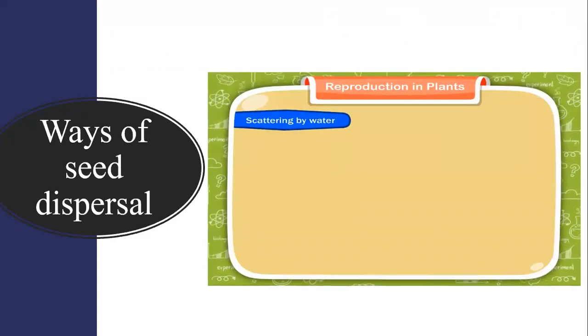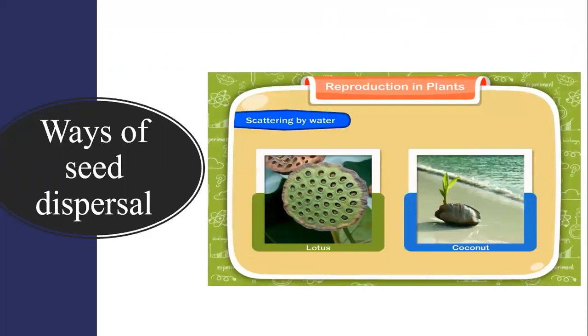Scattering by water. Some plants like lotus and coconut grow in or near water. The fruits and seeds of these plants are easily dispersed by flowing water. The coconut has a thick covering of fiber and the lotus plant has a spongy part that helps them to float. So the seeds reach far away from their parent plants.